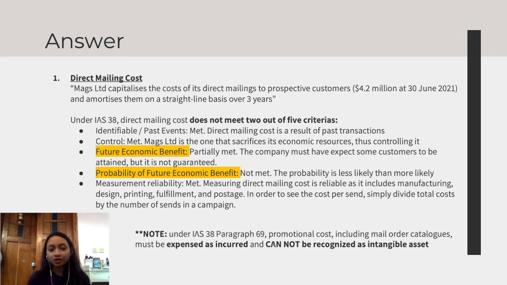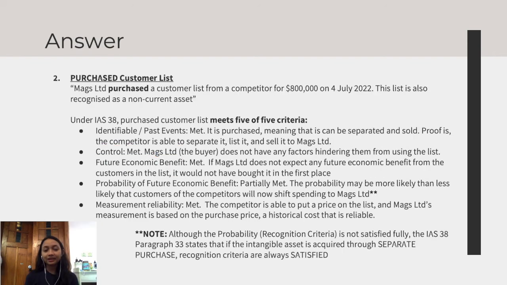So according to the case, Max Ltd kept it as intangible asset because it meets the 5 criteria of the definition and recognition criteria. First, the identifiable criteria is met because it is purchased, meaning that it can be separated and sold. Proof is the competitor is able to separate it, list it, and sell it to Max Ltd. Next is the control criteria, which is met because Max Ltd as the buyer does not have any factors hindering them from using the list and obtaining the benefit from it.